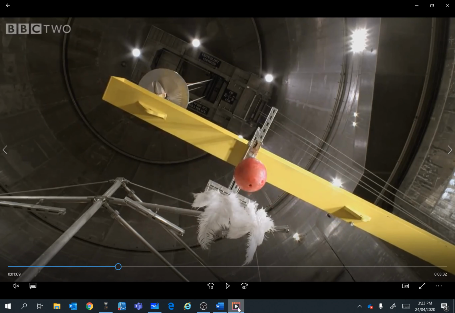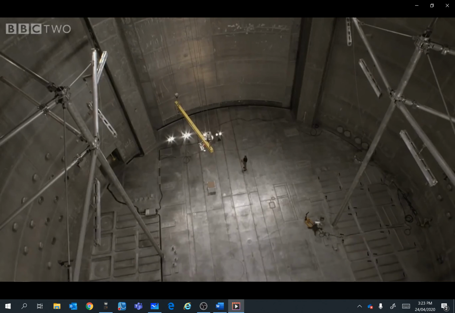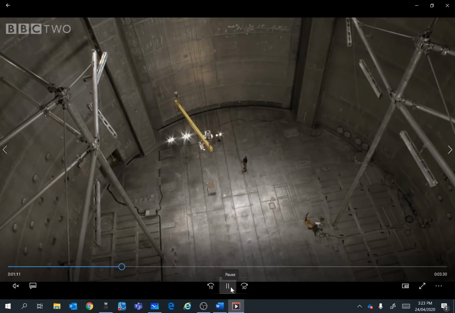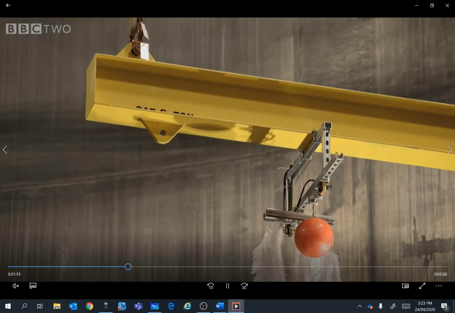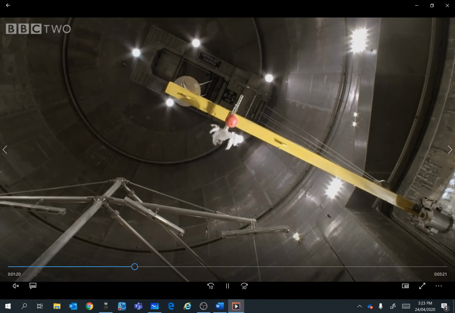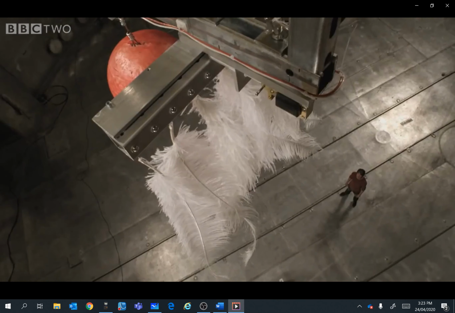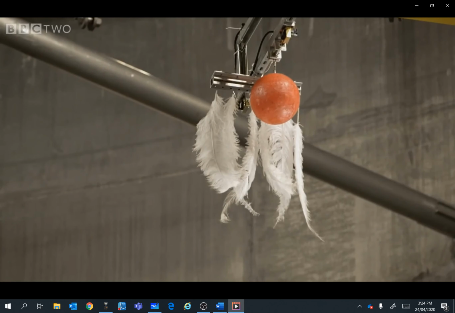So this is a video of Brian Cox, the famous scientist who does lots of documentaries on TV, visiting a vacuum chamber. And in this vacuum chamber, they're going to drop a bowling ball and a bunch of feathers. This is a really common observation of ours, that the bowling ball will fall to earth much more quickly than the feathers when air resistance is present.